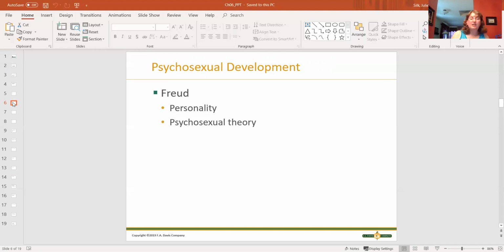So with his stages of psychosexual theory, he has the oral stage, which is birth to 1 year. Children in this stage are preoccupied with activities associated with their mouth. So sexual urges are gratified with oral behaviors like sucking, biting, chewing, and eating.